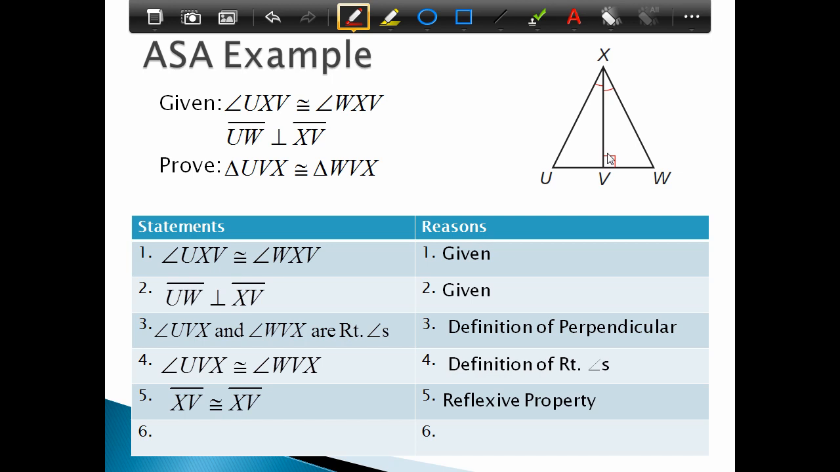We got angles at the top. We got angles at the bottom. We got XV goes between those angles that we're talking about there. Side with angles on either side of it, so ASA, XV is congruent to XV, reflexive property. Last step, triangle UVX is congruent to triangle WVX. So we've got our 2 triangles congruent, and once again, that was ASA. And we got 2 more to do.